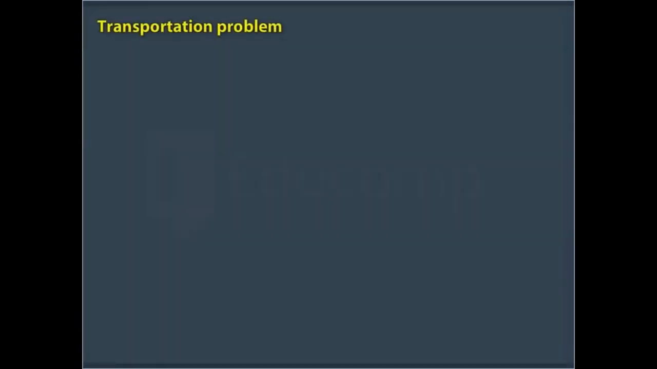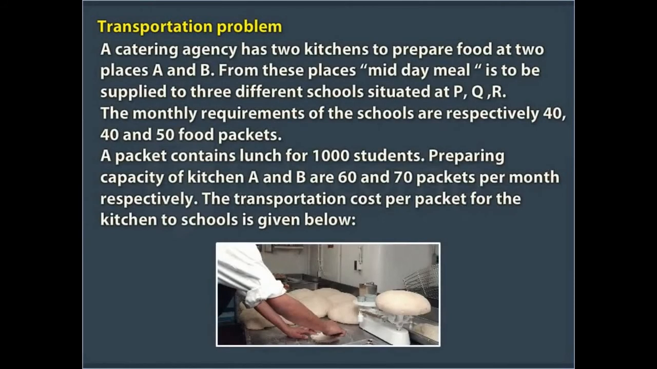Lastly, let us look at a transportation problem. A catering agency has 2 kitchens to prepare food at 2 places, A and B. From these places, midday meal is to be supplied to 3 different schools situated at P, Q, R. The monthly requirements of the schools are respectively 40, 40 and 50 food packets. A packet contains lunch for 1,000 students. The kitchen capacities of A and B are 60 and 70 packets per month, respectively.